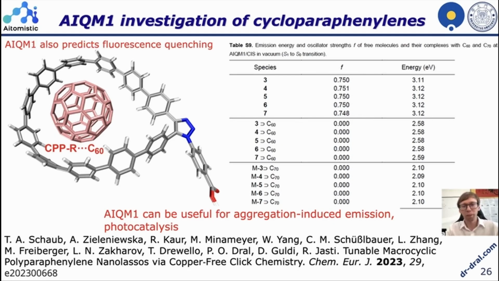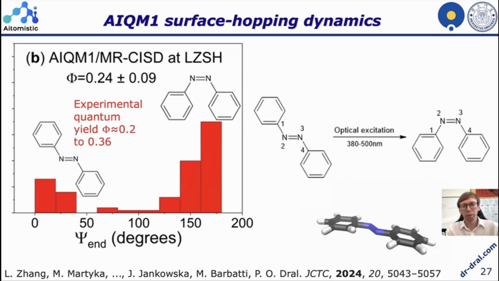So this tool provides a very nice screening way for different molecules to see whether they are fluorescent, which might be also useful for investigating aggregation-induced emission or photocatalysis. And because it, again, provides all the necessary quantities required, for example, for reactive MD trajectories propagation, it can be used in surface hopping dynamics. We can calculate quantum yields, and for this particular molecule, azobenzene, the quantum yield is quite similar to the experimental one.